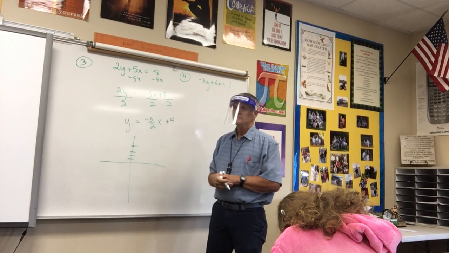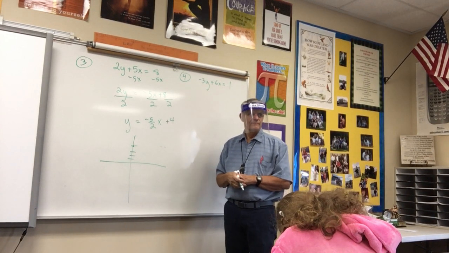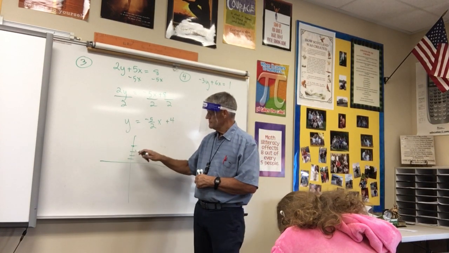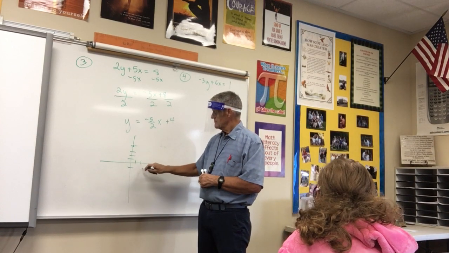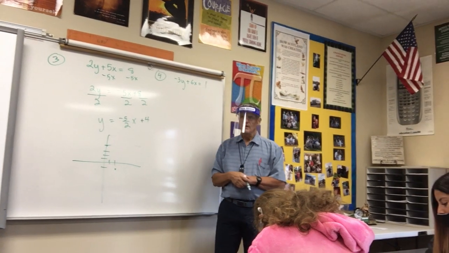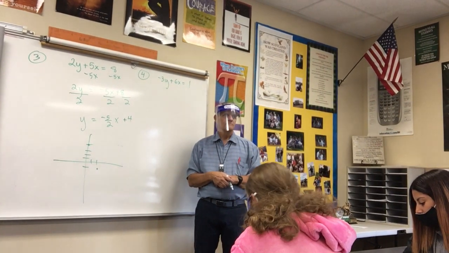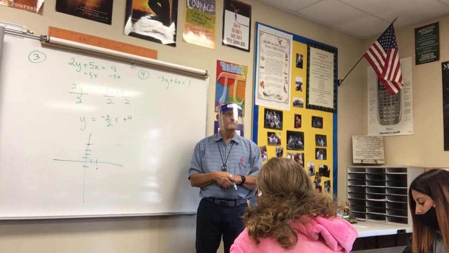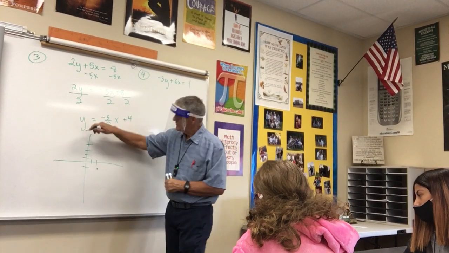Cross at 4, down 5 over 2. Down 5 over 2. Solid or dotted? Solid. Why? Because there's an equal sign. Yeah. Because it can be equal to.